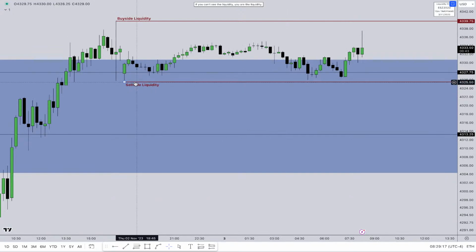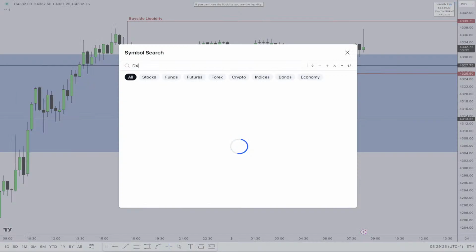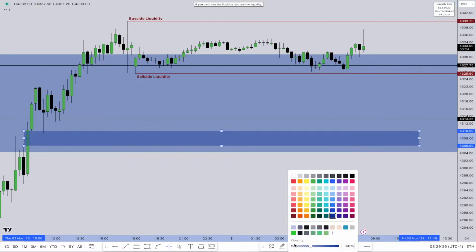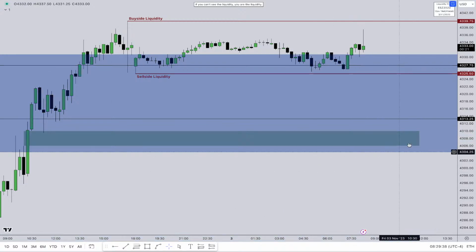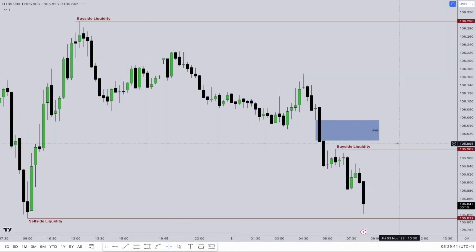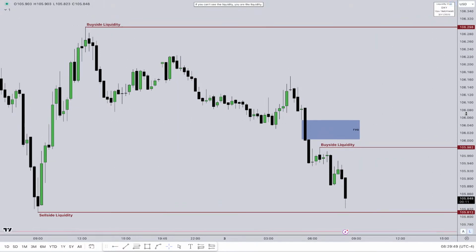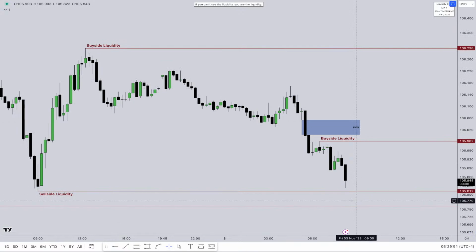If price, how far can price go below this? You could be looking at this small inefficiency and this right there. Let's mark this. Alright, let's head back to DXY. Let's see. So as you can see, we have buy side liquidity up there. We have sell side liquidity down there. 10 seconds. How far can price go below this sell side liquidity? We have the rejection block here.